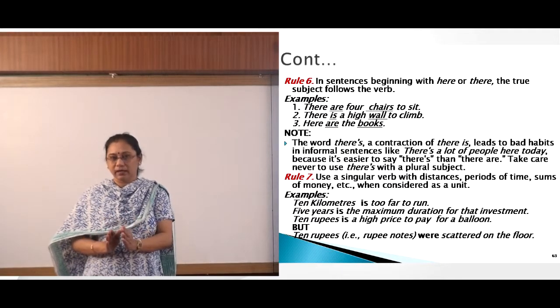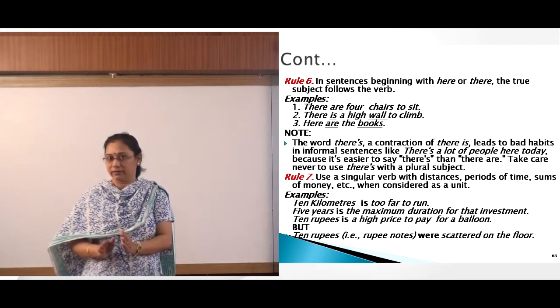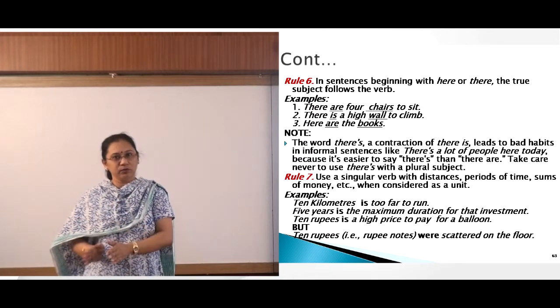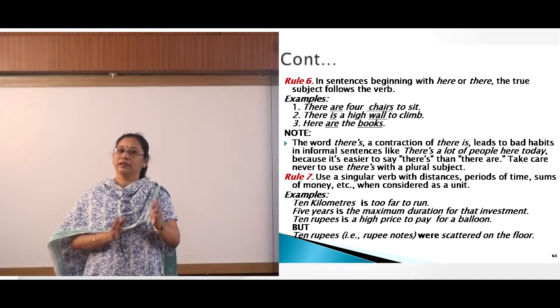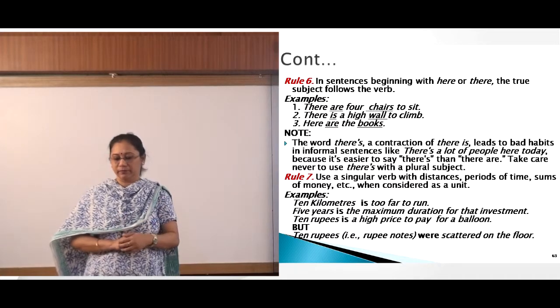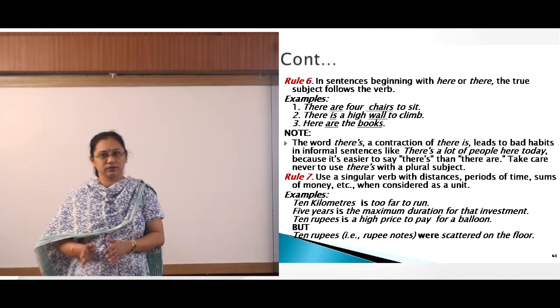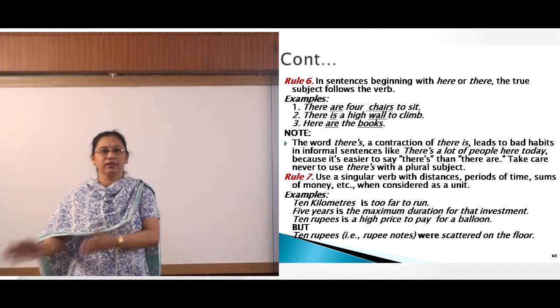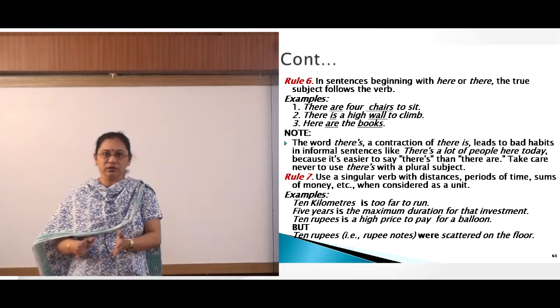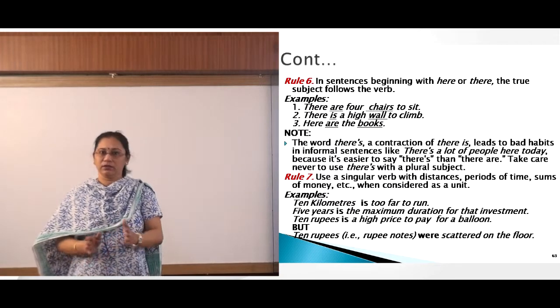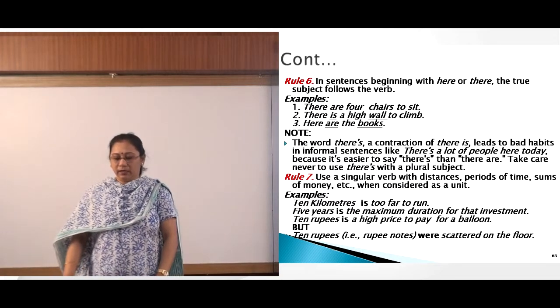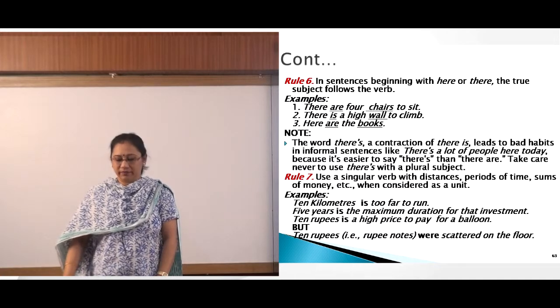So, are, and what is the subject? Chairs. The subject is not "there." So chairs are in plural and therefore your verb will be in the plural form also. Here are the books. What is the subject? The books. The books are here. If you reframe the sentence, the books is the subject, are is your verb. Now, let us move on to rule 7.